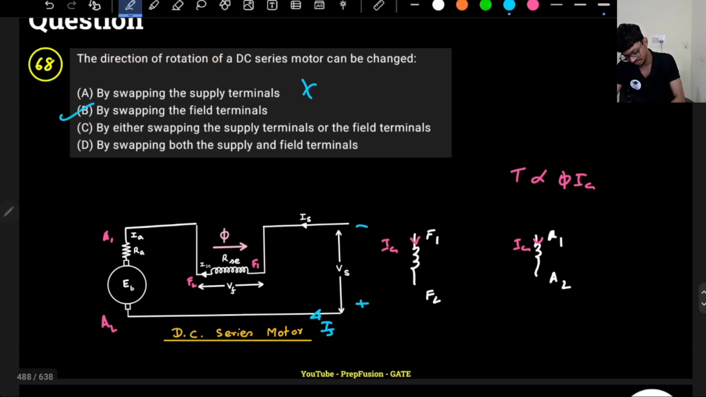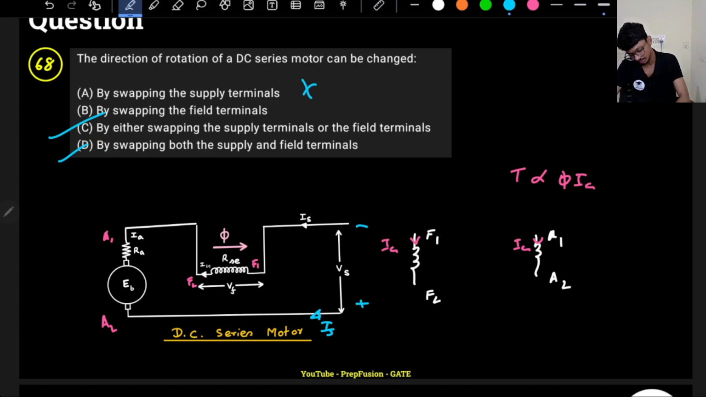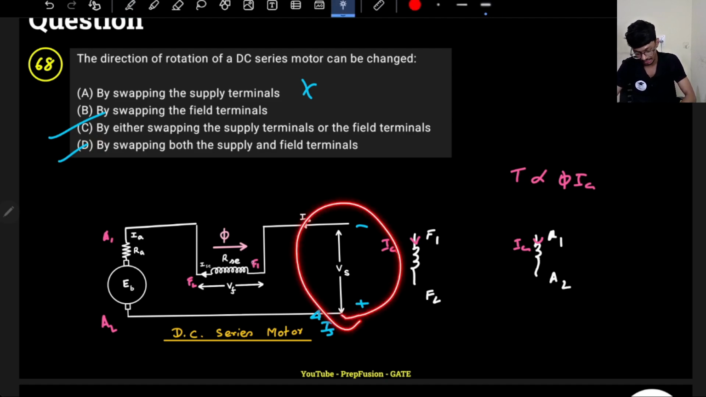By swapping the field terminals, yes. By either swapping the supply terminals or the field terminals, yes. Option C is the correct one, right? Either by swapping the supply or field terminals. By swapping both the supply and the field terminals, this also will work actually, because I'm swapping the supply terminals and I'm swapping the field terminals. So current to the field terminals still remains in the same direction.